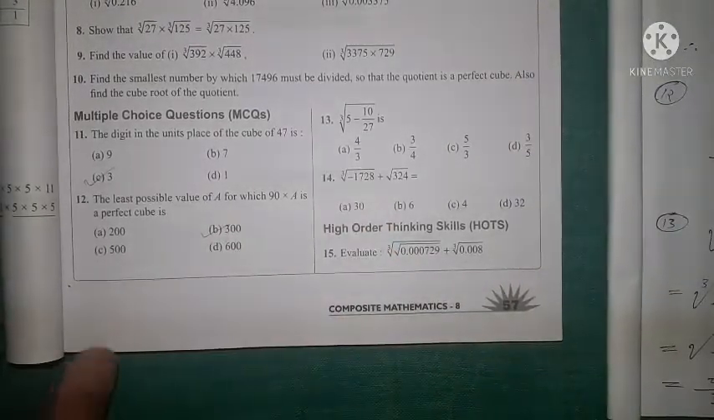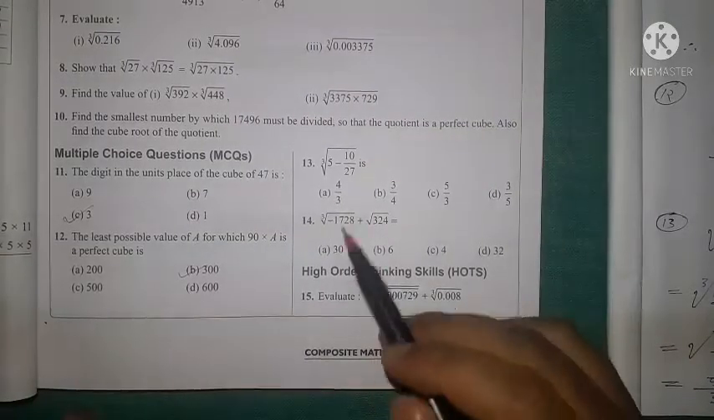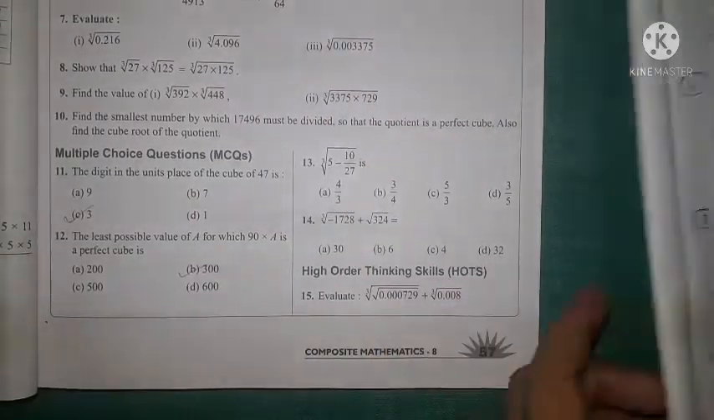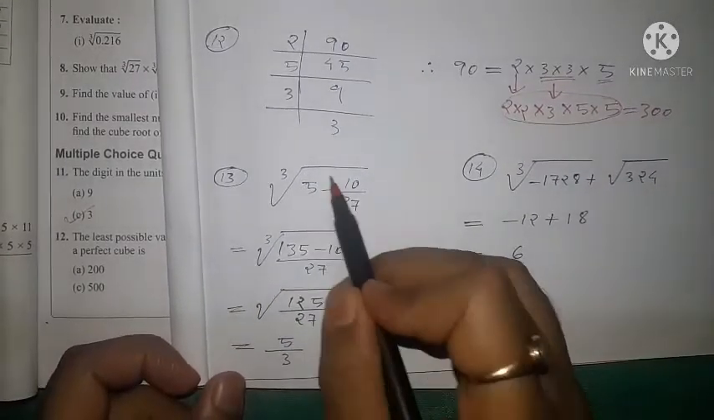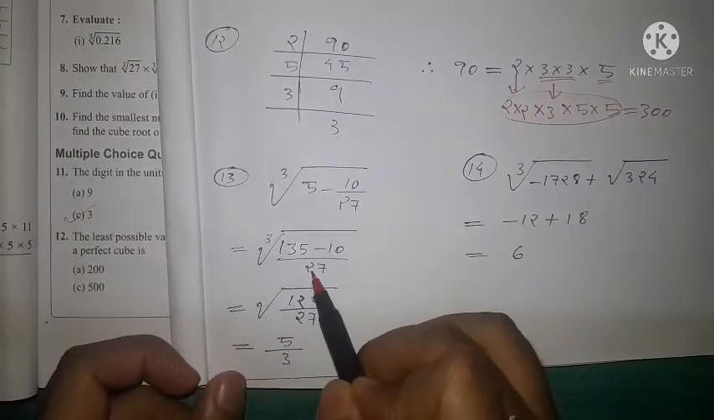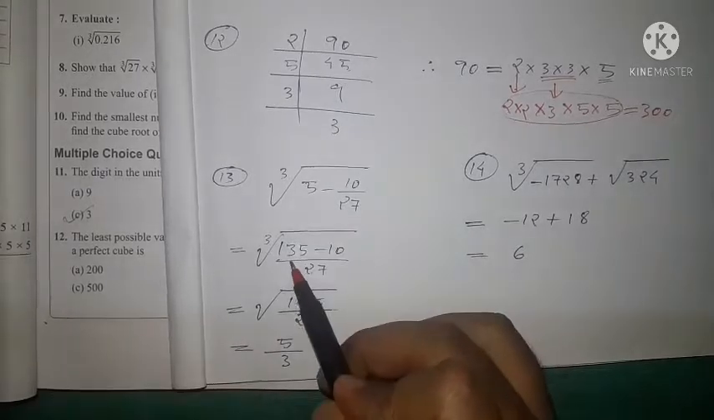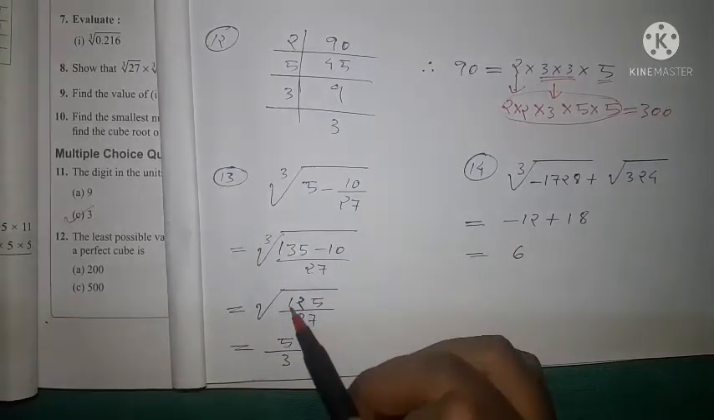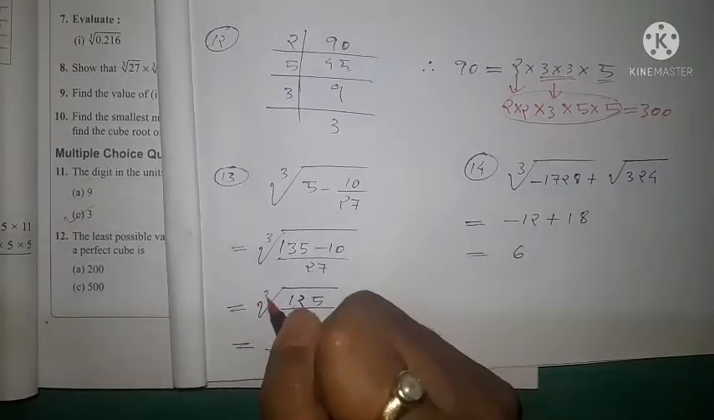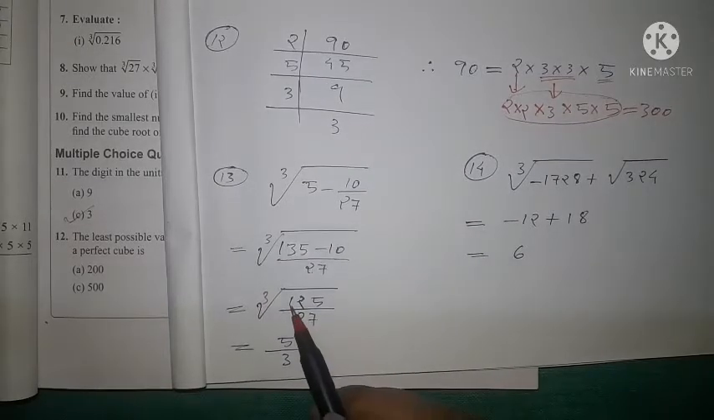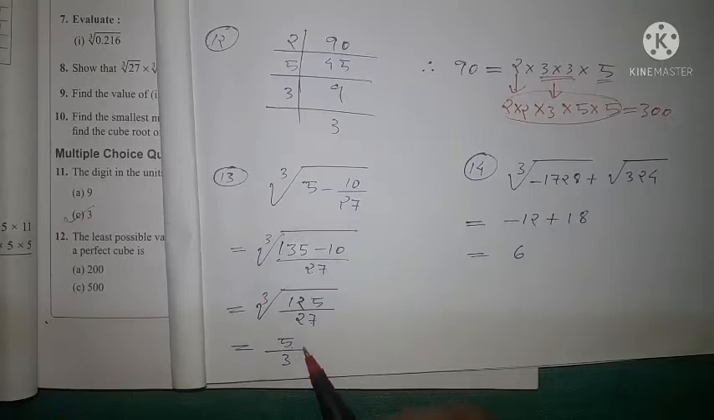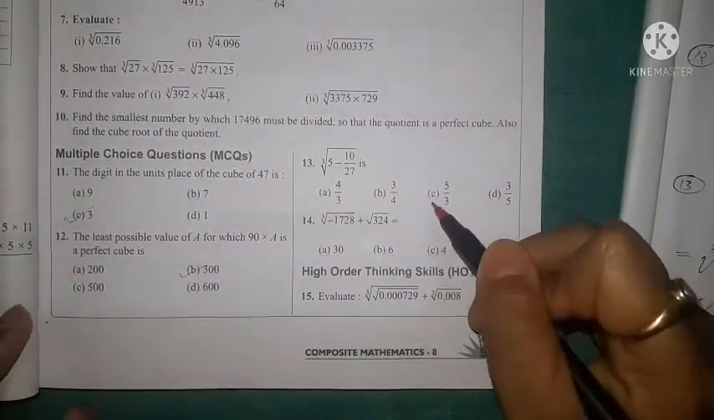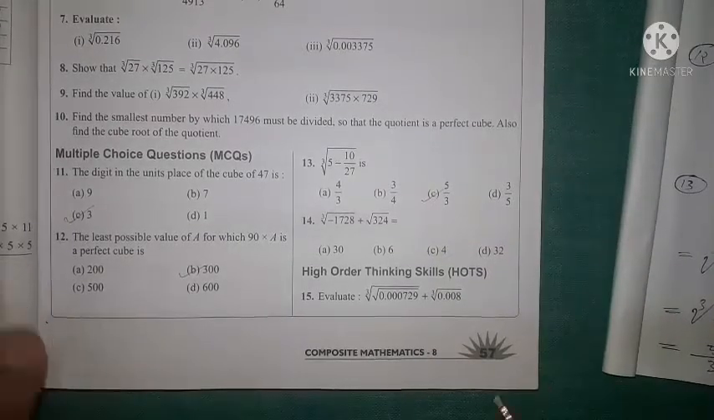Then question number 13. To find the cube root of 5 minus 10 by 27. So 5 minus 10 by 27. Let's take the LCM. It becomes 27. So 27 into 5 is 135, minus 10, so that is 125 by 27. We know the cube root of 125 is 5 and the cube root of 27 is 3. So the answer is 5 by 3, which is option C.